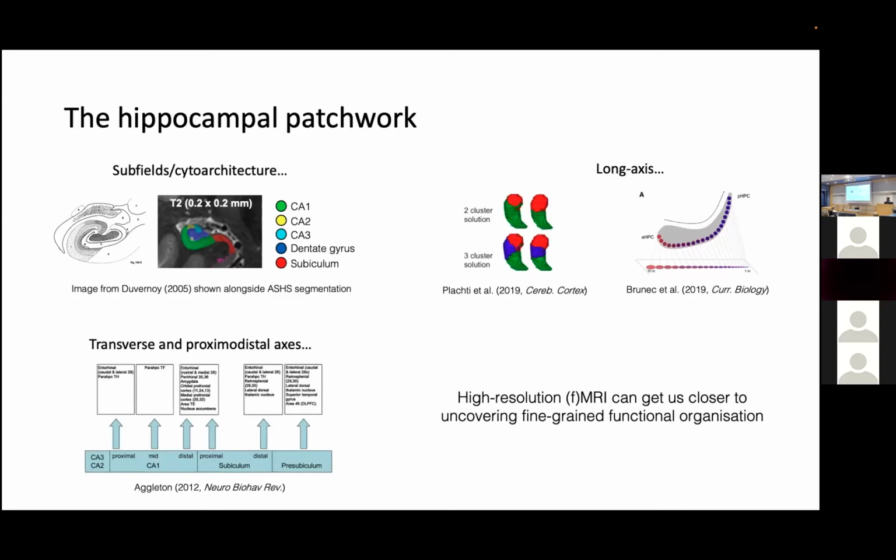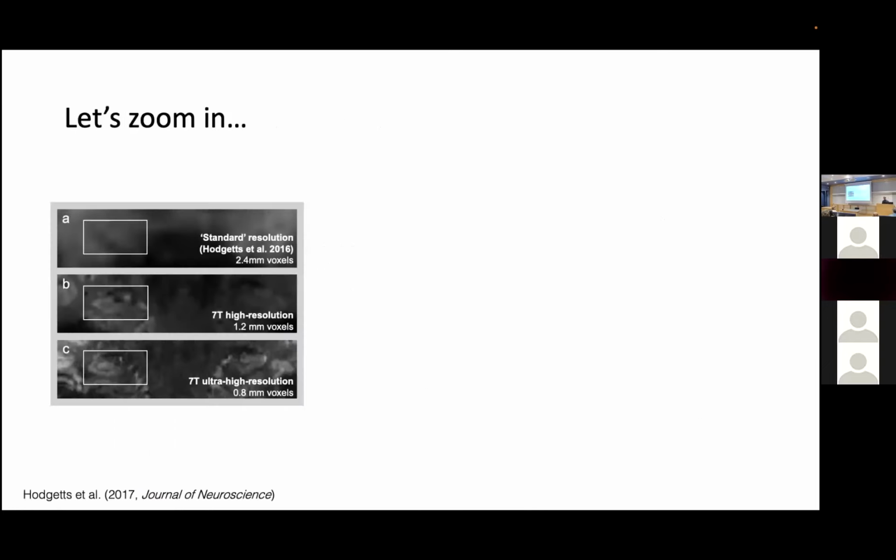So we have a pretty good idea of how these things work in non-human species, using axonal tracing and so on. But it can be quite challenging to look at this stuff in humans. So one of the ways we can get at this is we can use high resolution fMRI to get us closer to uncovering this more fine-grained functional organization. So this is what we did.